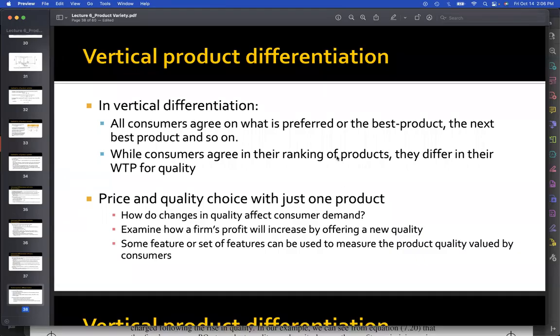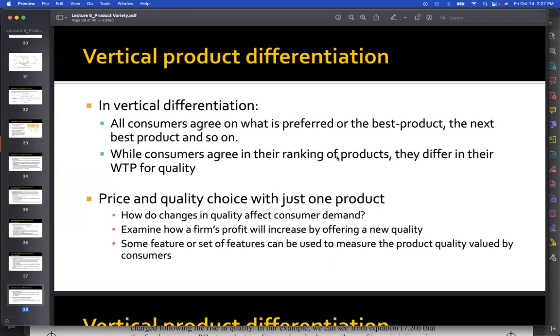Okay, so let's continue and maybe we can finish these slides on differentiation, vertical differentiation today. So here we go. This is in contrast to horizontal differentiation, right? In vertical differentiation, all consumers agree on what is the preferred or best product and the next best product. In the slides that you'll see here, Z indexes the quality. A higher Z means a higher quality, and everyone recognizes that. So that's why demand is increasing in Z. That's what it means.